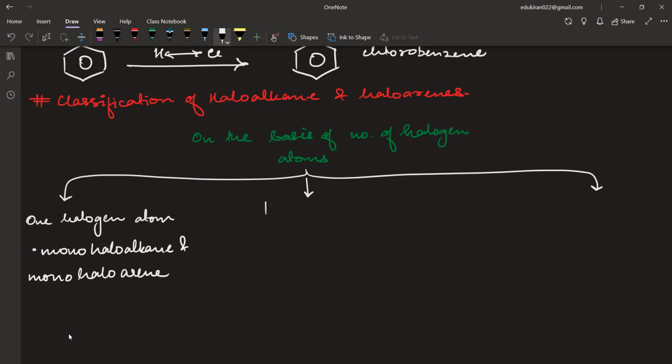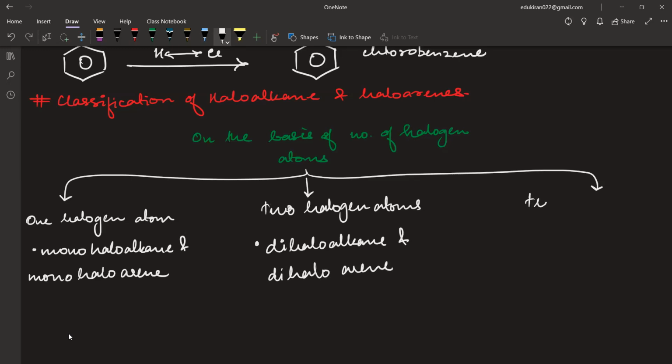If you have 2 halogen atoms, then this will be named as what? Tell me. Dihaloalkane and dihaloarene.